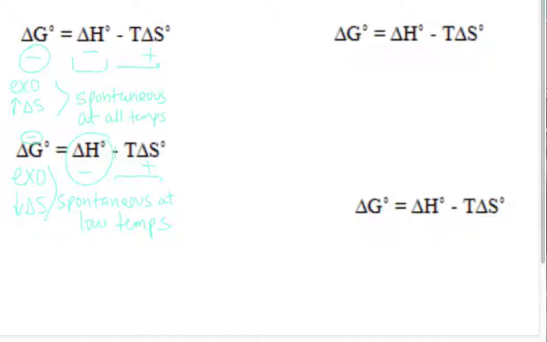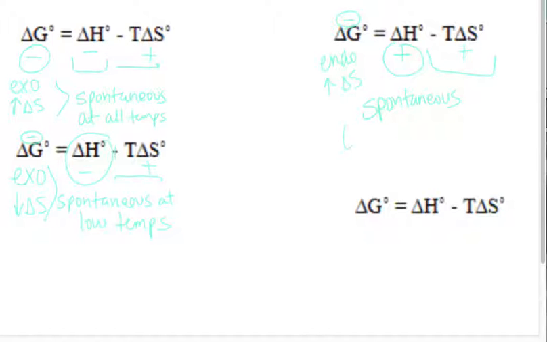Okay, let's look at our next set of conditions. Let's go ahead and do endothermic with an increase in entropy. What is the sign of delta H when we're endothermic? Positive. And what's the sign of delta S when we have an increase of entropy? Positive. All right, so if we want this to be a negative or a spontaneous reaction, what do we need that temperature to be? High. By it being super high, this negative term can then overtake this positive. So this is spontaneous.